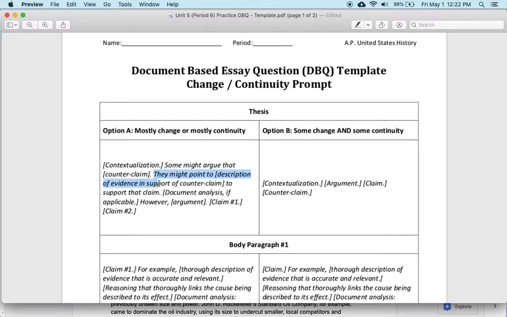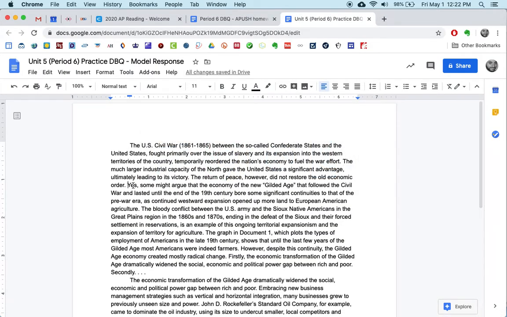I'm gonna talk about change, or rather continuity, here. And I'm going to start with my counterclaim then. Some might argue that. Here's what I say. Some might argue that the economy of the New Gilded Age that followed the Civil War and lasted until the end of the 19th century bore some significant continuities to that of the pre-war era, as continued westward expansion opened up more land to European agriculture.